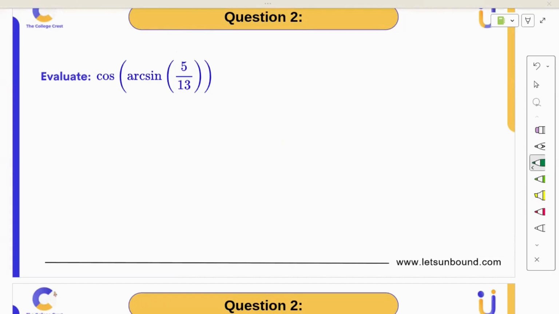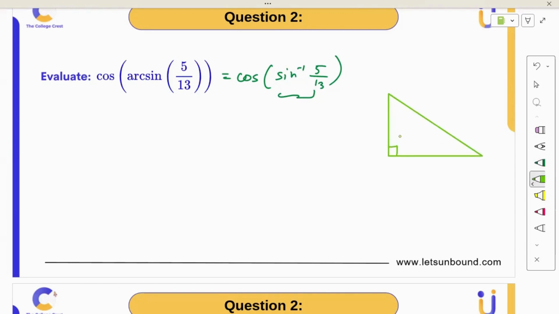So we have to see here, it's cos of sine inverse 5 by 13. So let me work out what is the sine inverse 5 by 13. Okay, you can draw the triangle and let me put x is equal to sine inverse 5 by 13. And what I will get? Sine x equal to 5 by 13.